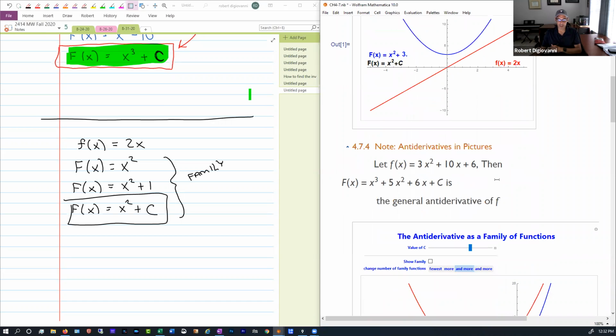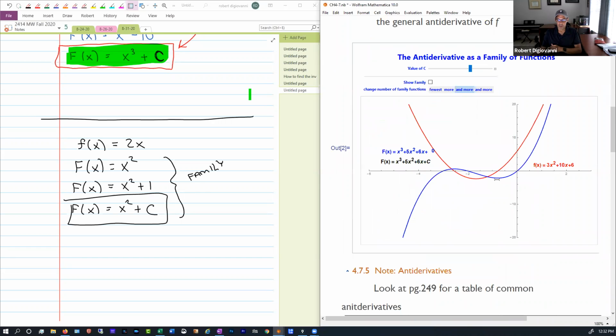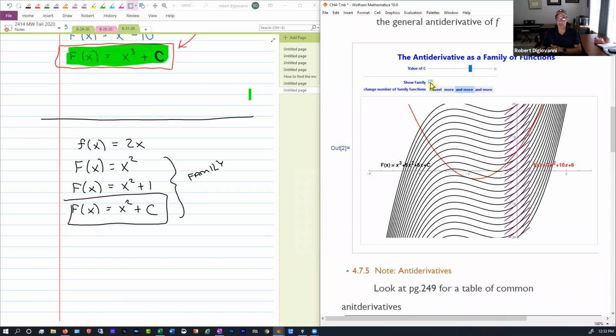And we could do this for any function. So here's another example. The red one is the little f, and the blue one is the capital F. And we can have an entire family of those capital F's. And again, they all have that property that the slope of the tangent line is the same in that family. At any value of x, go up or down anywhere on any of those curves, and they're all going to have the same slope.